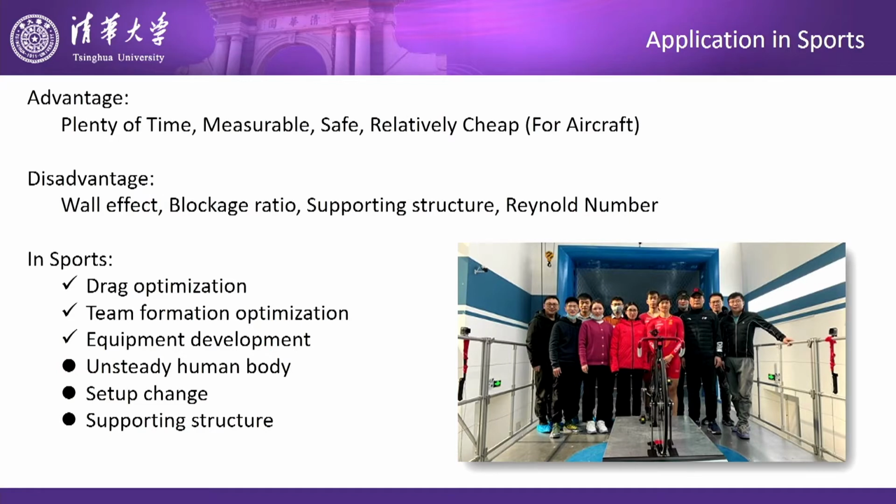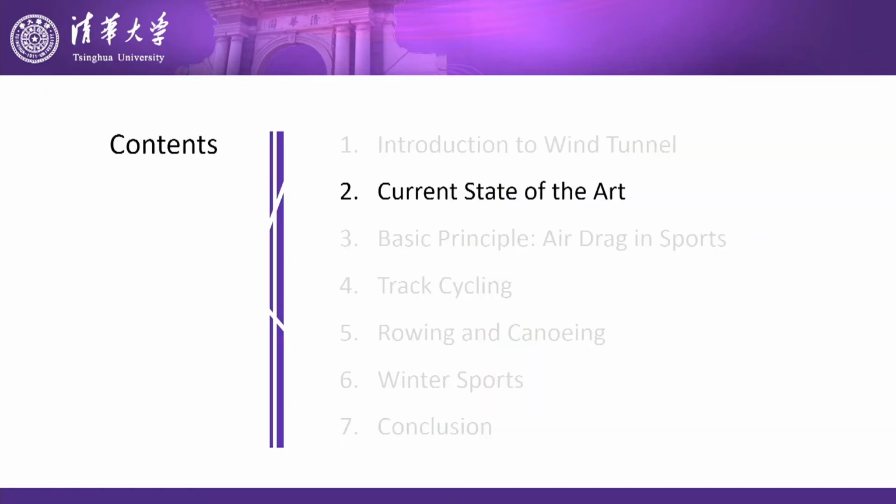Okay. So in sports, we can do drag optimization, team formation, equipment development. And the problem is unsteady human body. Its setup changes. Every time we change the setup or change the athletes, the data will change a lot. And supporting structure, somehow it will affect the flow field, so it will affect the drag. All right, let's go to the second part, current state of the art.